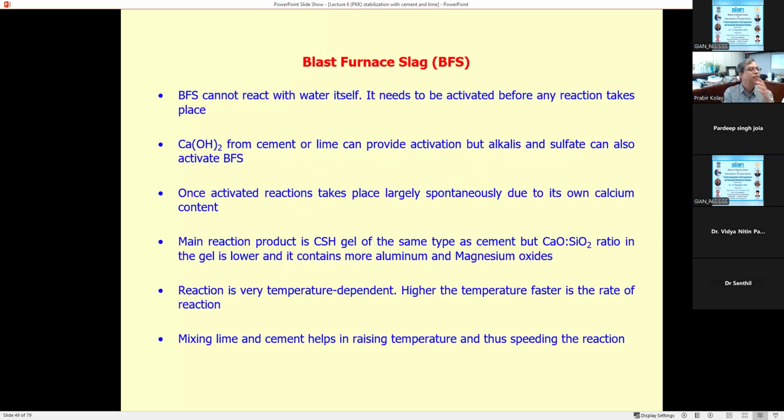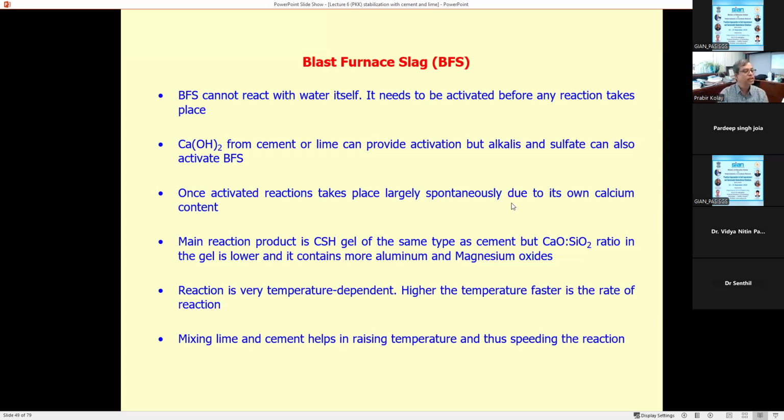Blast furnace slag cannot react with water by itself. It needs some activation. Like a pozzolanic material, calcium hydroxide (CH) from cement or lime can provide activation, but alkalis and sulfate can also activate it.